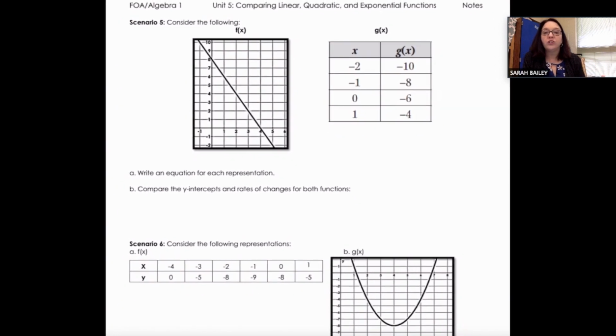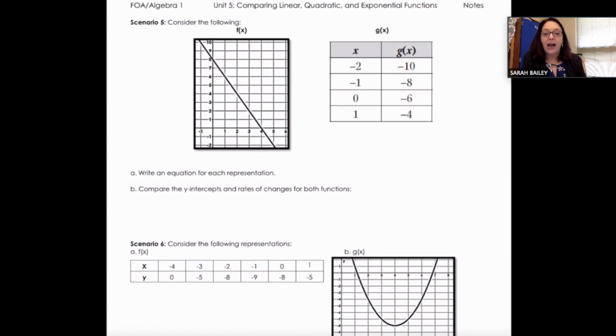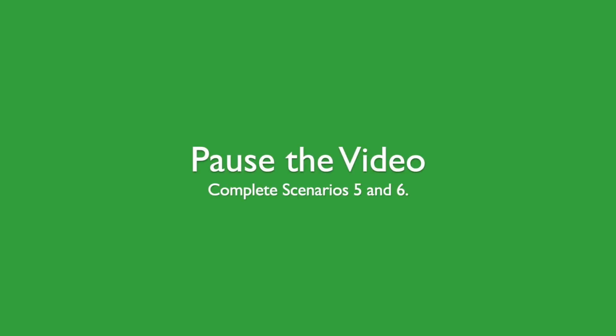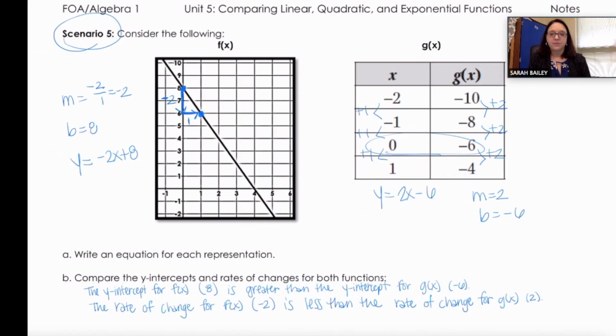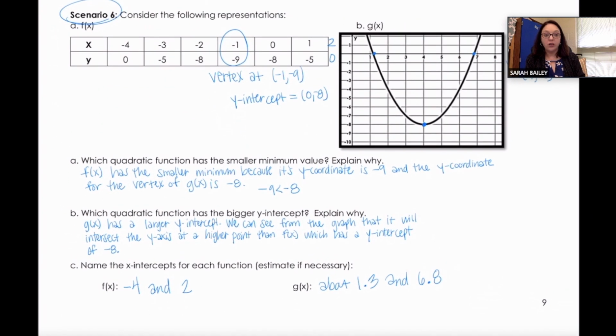All right, so we have 2 more scenarios. So I actually want you to try these on your own also. So I want you to try scenario 5 and 6. So go ahead and try those, and then we'll come back and check. Okay, guys, welcome back. So now I want you to look over my work for scenarios 5 and 6. So here's scenario 5. So pause the video and check over that now. Okay, and then here is the work for scenario 6.